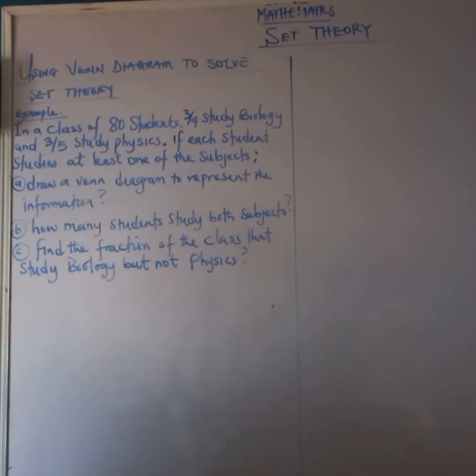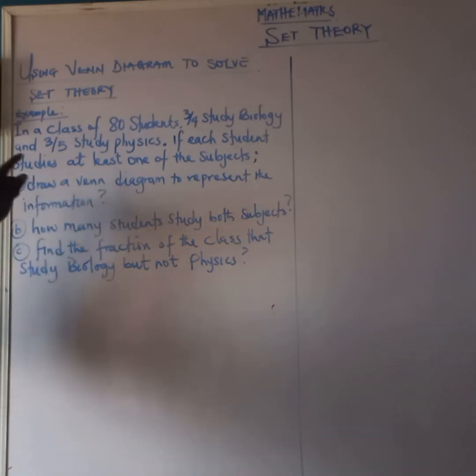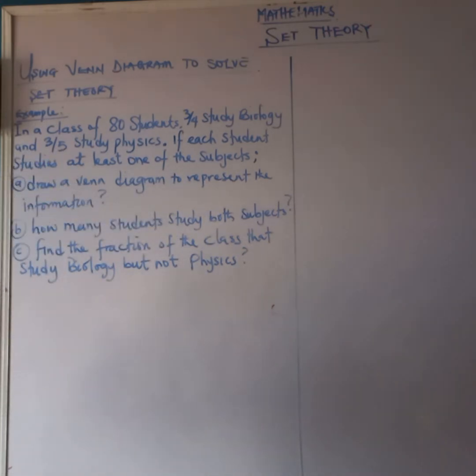The question goes thus: in a class of 80 students, 3/4 study biology and 3/5 study physics. If each student studies at least one of the subjects, A. draw a Venn diagram to represent the information. B. How many students study both subjects? C. Find the fraction of the students that study biology but not physics.